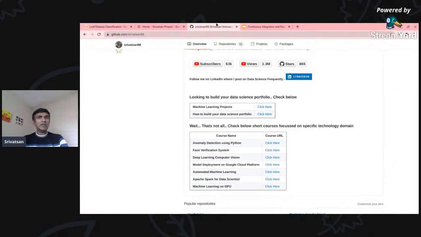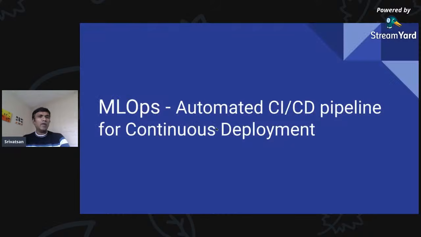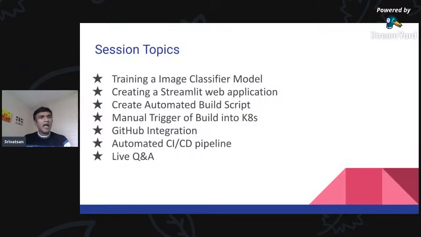Now let's get back to what today's session is about. Today's session, we are going to talk about MLOps. We are going to build an automated CI/CD pipeline for continuous deployment. And what are the topics that we are going to cover today? We are going to first train an image classifier model. This will be a simple image classifier model.